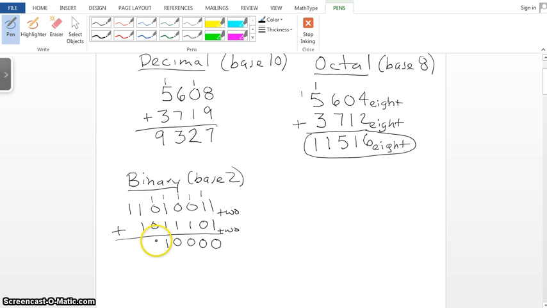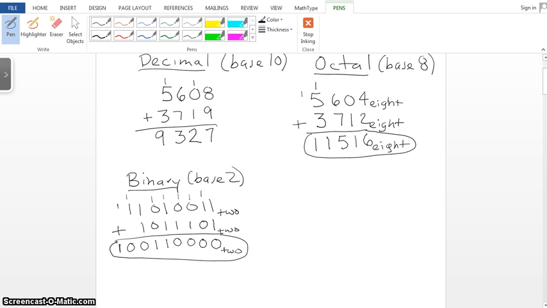Alright, 1 plus 0 is 1. That's okay. 1 plus 1 is 2, which is 0. Carry that forward. 1 plus 1 is 2, which is 0. Got to carry that forward and bring that down. Right, that's a long, long answer, but that's okay. All of that is base 2, and you would circle all of this for your answer.